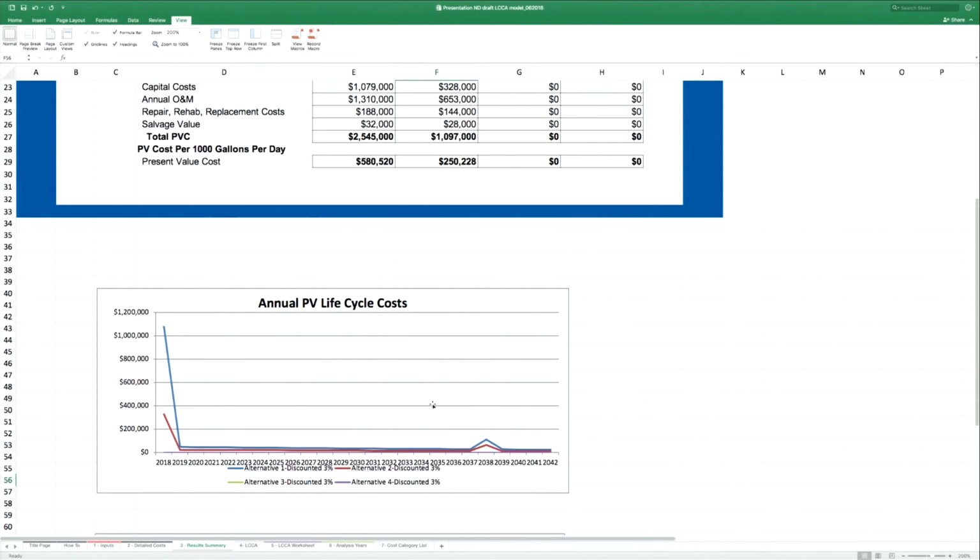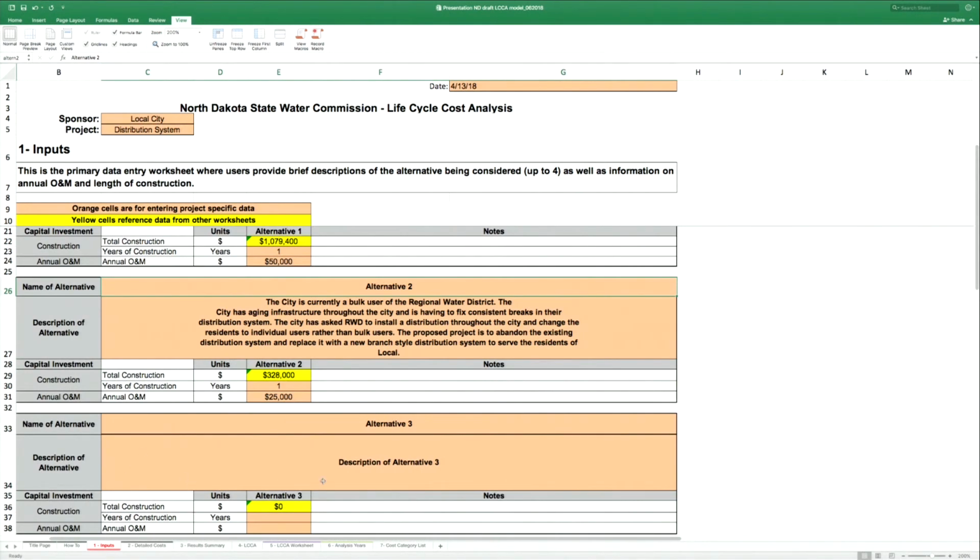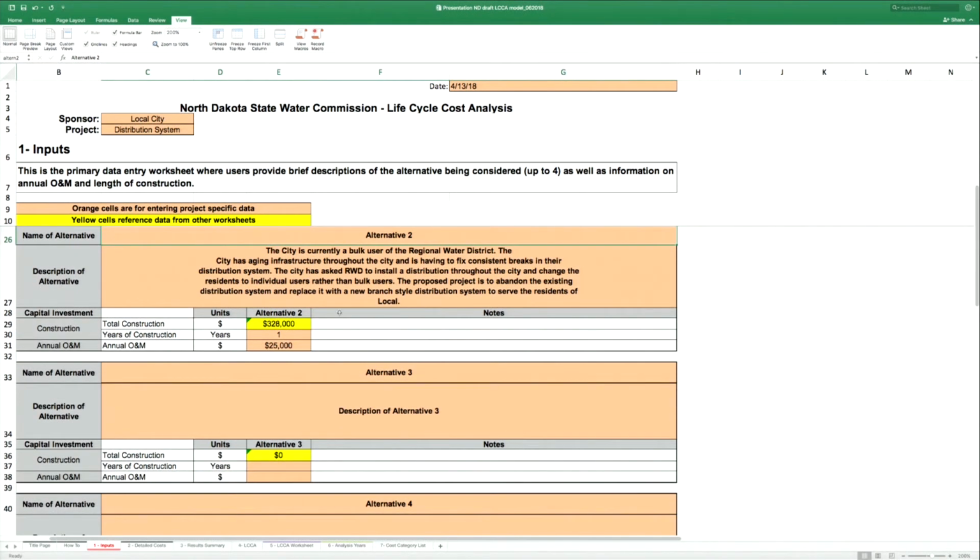Now, where this might be different is if we had a project, if we just make a couple changes here, what if the O&M actually was higher for the regional water district? What if it was $100,000 per year? Does that make a change? Jay, any guesses? Absolutely.